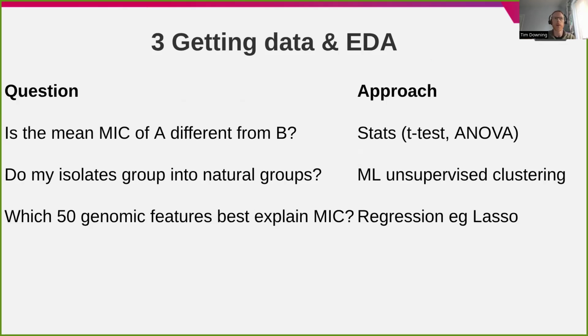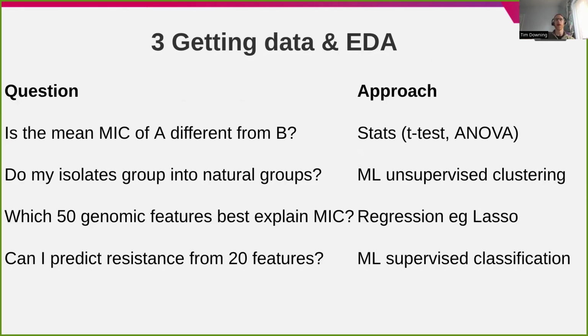When we have more substantive questions like which 50 genomic features best explain the MIC level, we might use something like regression, such as lasso. And then we might have questions like, can I predict resistance from just 20 features, where we apply our example later of machine learning based supervised classification models.